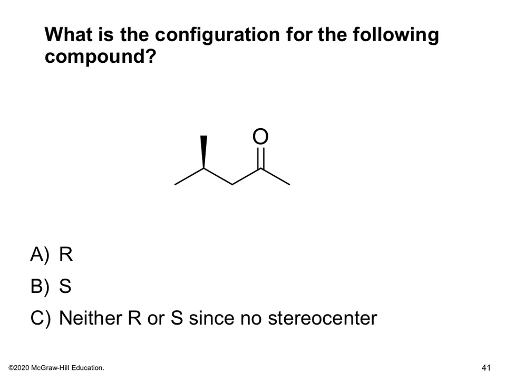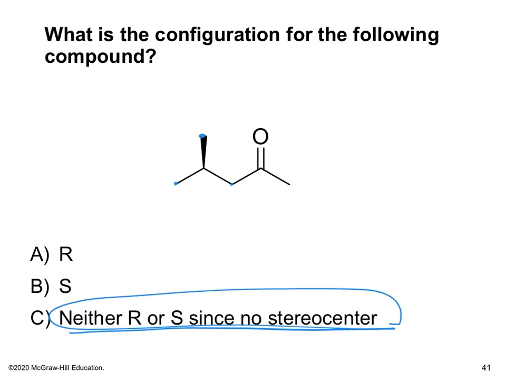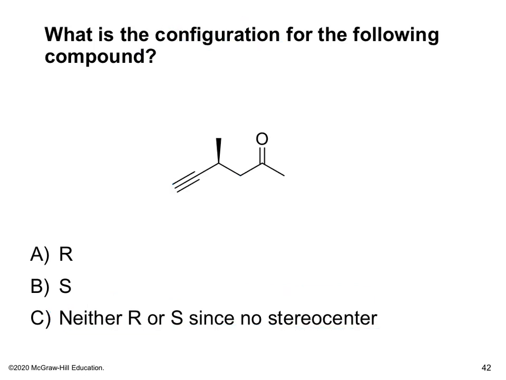Okay, so what's the configuration of this compound? So the first thing you have to do is locate the stereogenic center. Do you see? There is not a stereogenic center. This is a CH3, CH3. That's the same. This is a CH2, so there's no stereogenic center. So you do not do configuration if there's no stereogenic center. Okay, what about here? Do we have a stereogenic center?